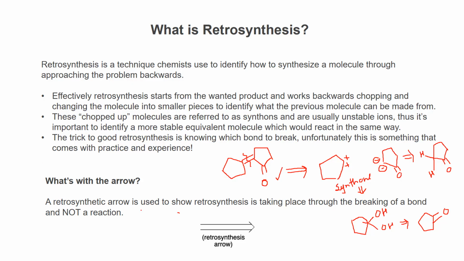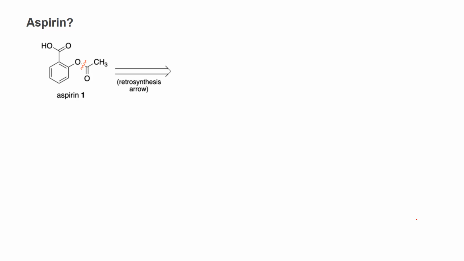So what is this arrow? The retrosynthetic arrow is used to show that retrosynthesis is taking place through breaking a bond, not a reaction. This double bold arrow represents that the reaction is going in the reverse way and the bonds are breaking. It's a hypothetical thing; no reaction is actually getting performed. We are just hypothesizing that this bond can be broken in this way and how this molecule can form from these two primary molecules. So now let's start.